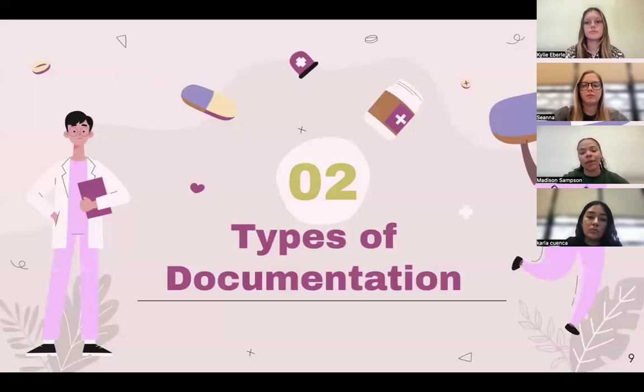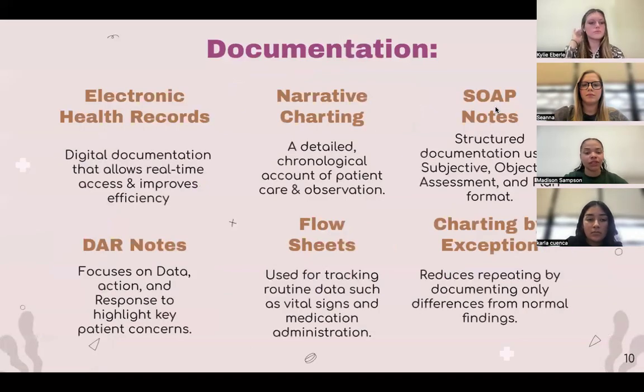So next we're going to talk about the types of documentation. There are six types of documentation. First is electronic health records. Digital documentation allows for real-time access, improving efficiency and reducing errors related to misreading handwriting.